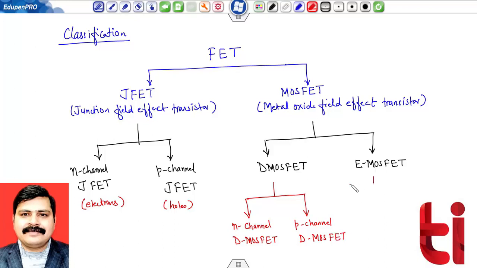Likewise, the E MOSFET is also divided into two categories: N-channel enhancement MOSFET and P-channel enhancement MOSFET.